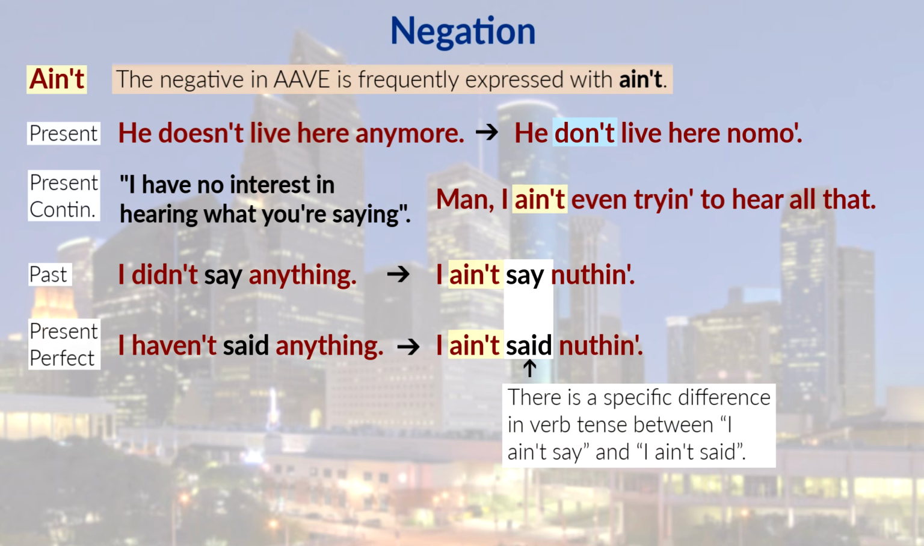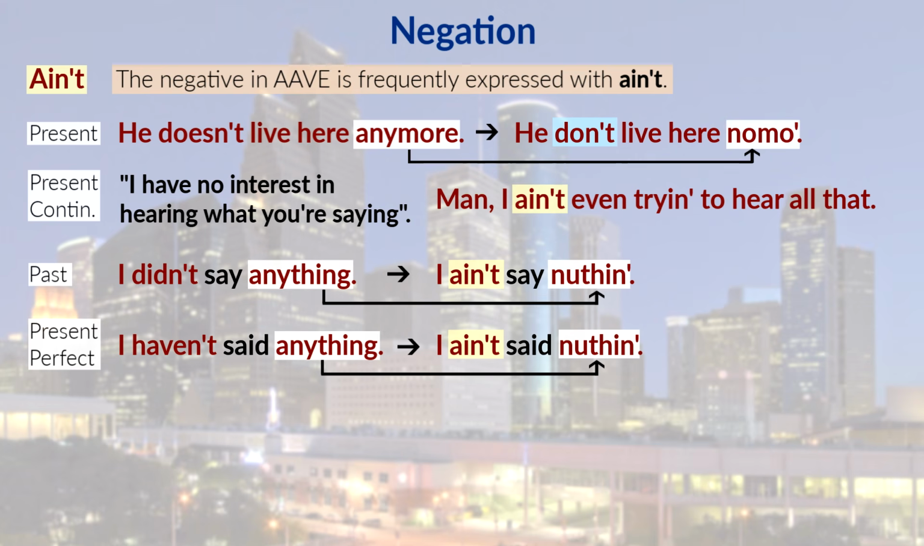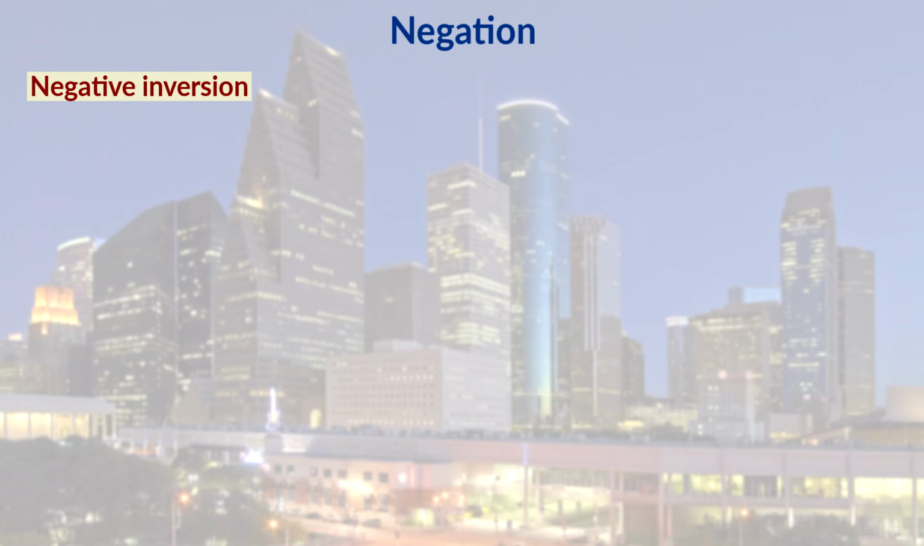By the way, notice that there is a specific difference in the verb tense between I ain't say and I ain't said. Those aren't random variations. You might have also noticed that anymore and anything are replaced with their negative counterparts, resulting in a double negative. Actually, both that and ain't appear in other dialects of English as well, and aren't unique to AAVE. But it does have a unique kind of double negative, or sometimes triple negative construction called negative inversion.